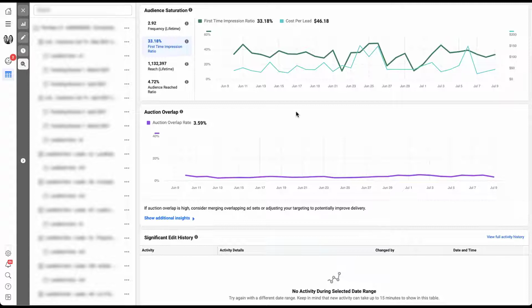For this account specifically, this audience was in the same auction. It had an overlap rate of 3.59% with other audiences within the account. Overall, that's relatively low. That's not too terribly concerning for me. I have seen some accounts that have very high percentages where audiences overlap quite a bit.